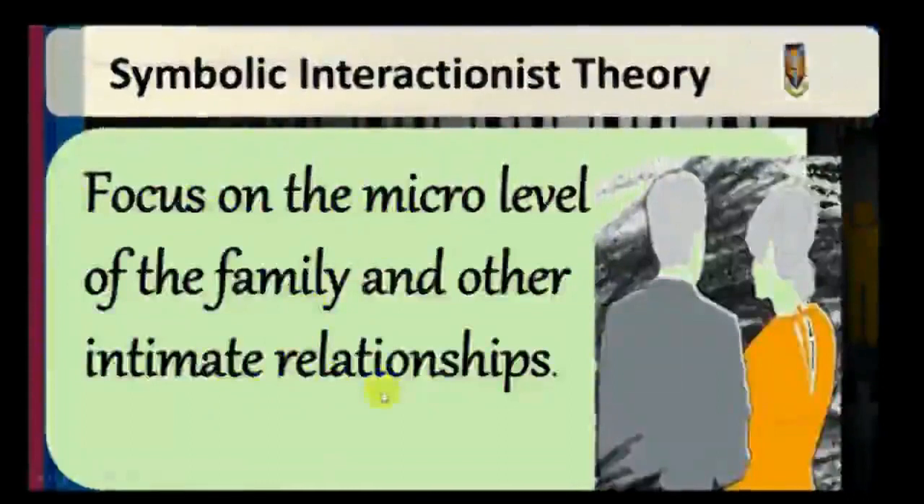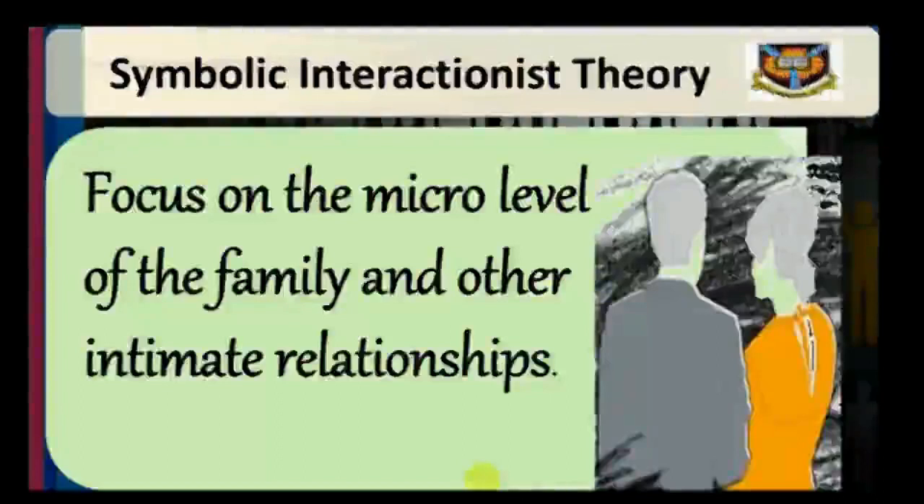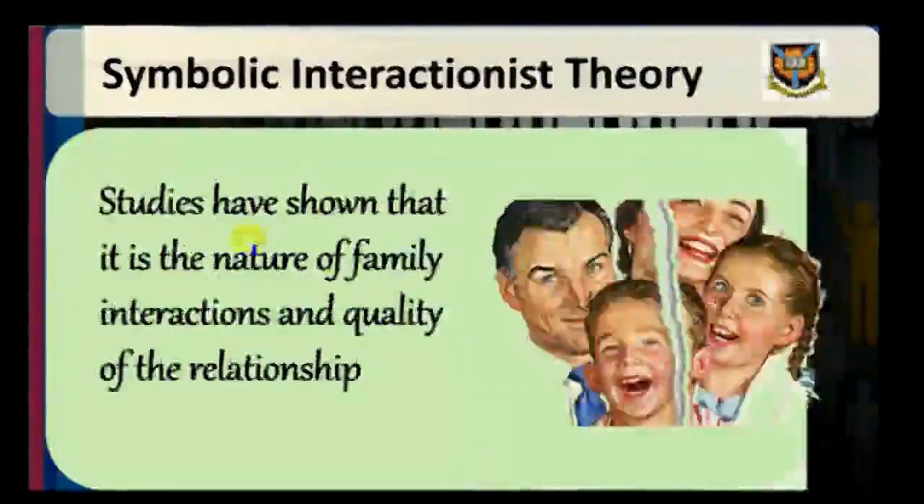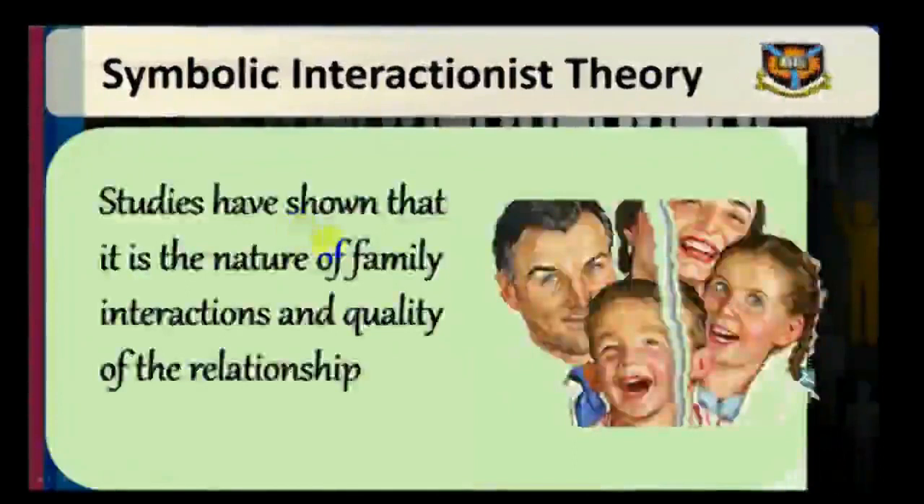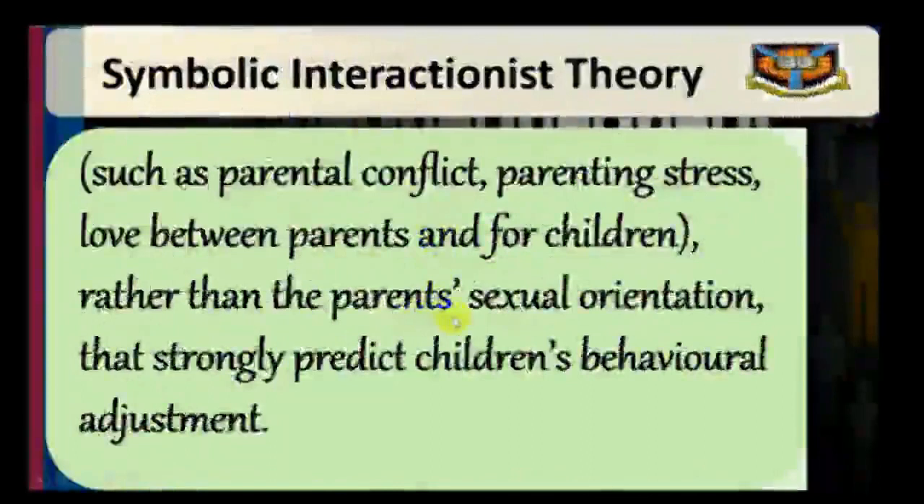They are interested in how individuals interact with one another, whether they are cohabiting partners, long-time married couples, or gay and lesbian couples. For example, studies have shown that it is the nature of family interactions and quality of the relationship, such as parental conflict, parenting stress, love between parents and for children, rather than the parents' sexual orientation that strongly predict children's behavioral adjustment.